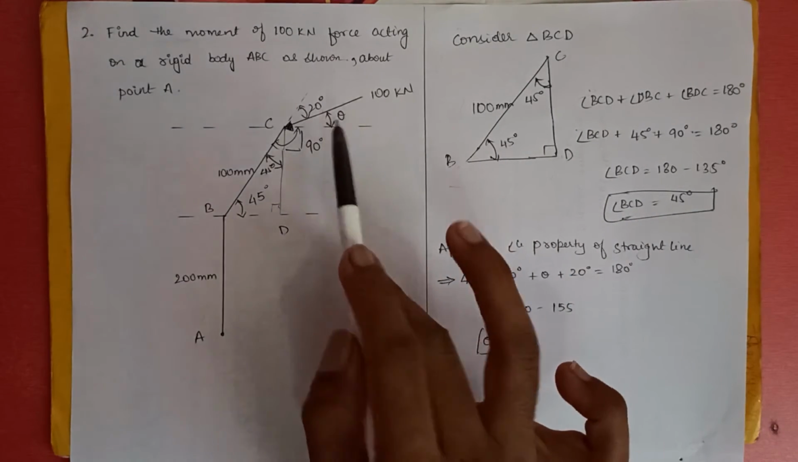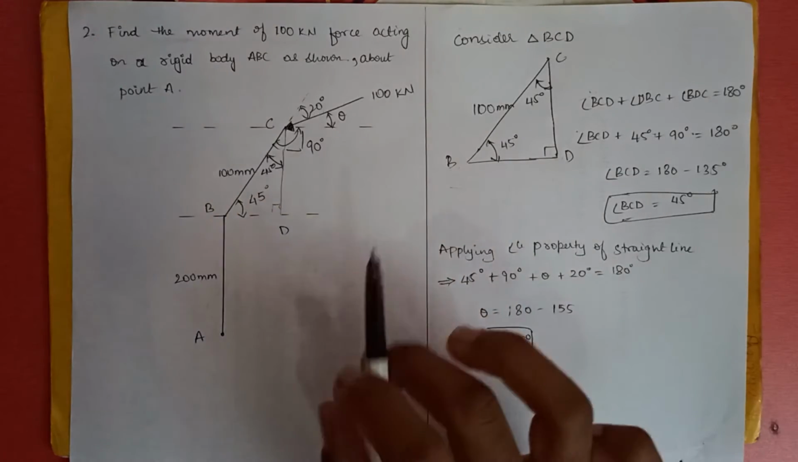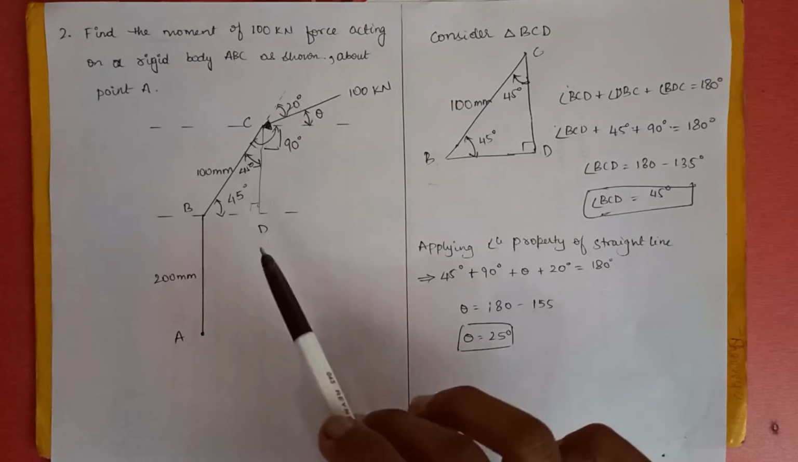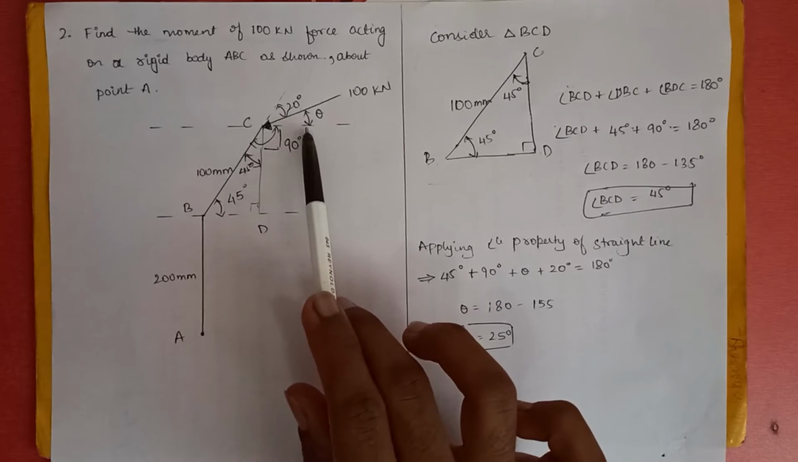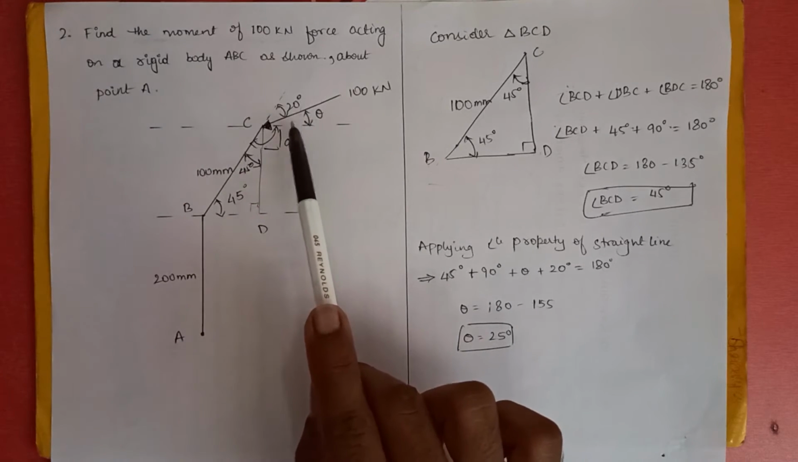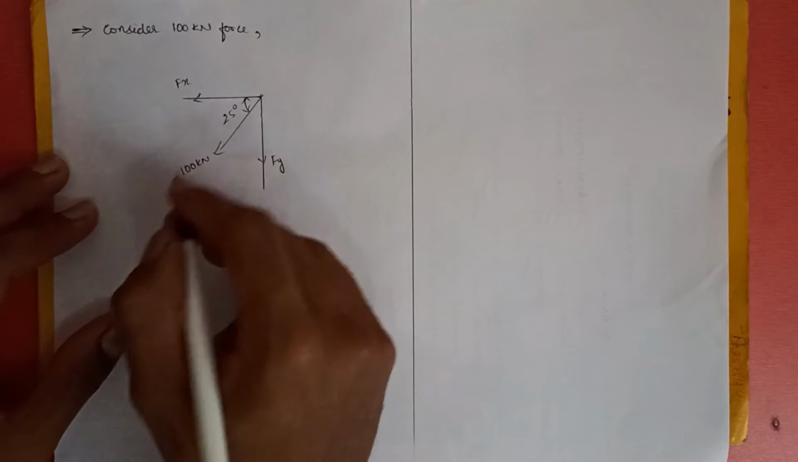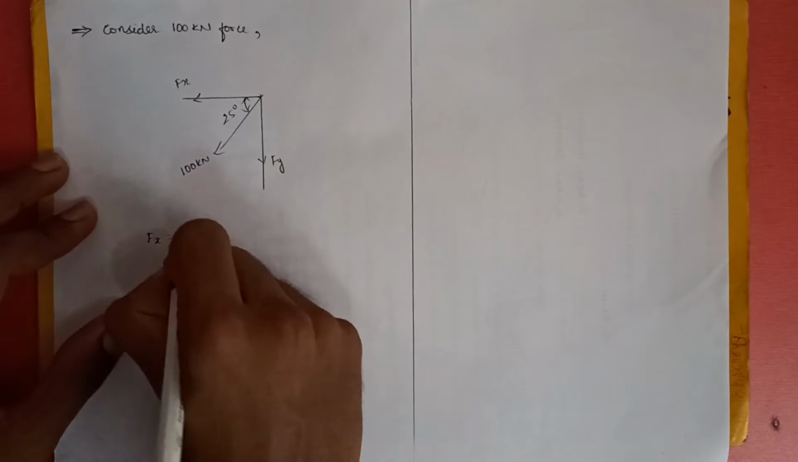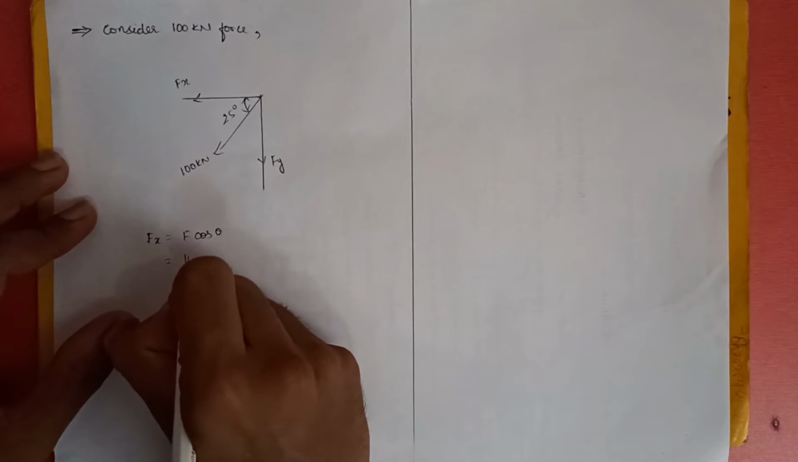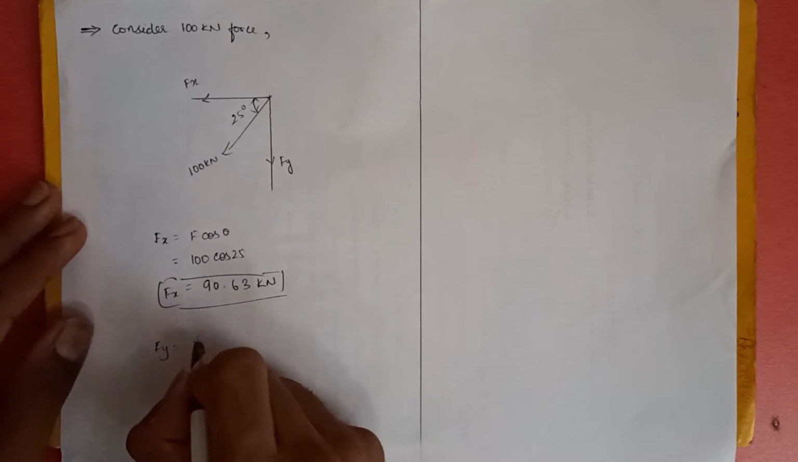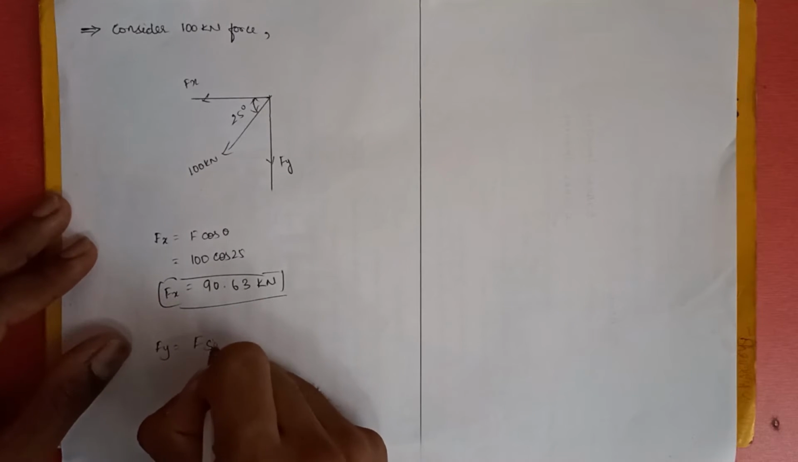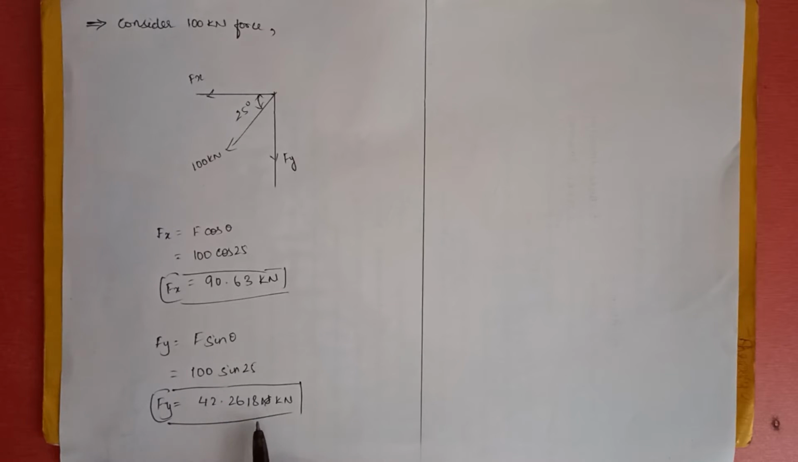Now we found theta. The next step is to resolve the 100 kN force. Now we can observe that the 100 kN force is directed towards the third quadrant with the angle theta equal to 25 degrees with respect to the x-axis. The horizontal component, that is Fx, will be F cos theta, which is 100 cos 25, that is 90.63 kilonewtons, and the vertical component Fy will be F sin theta, that is 42.2618 kilonewtons.